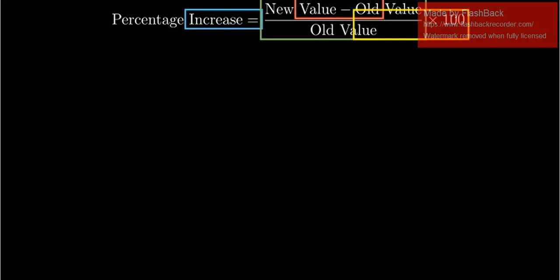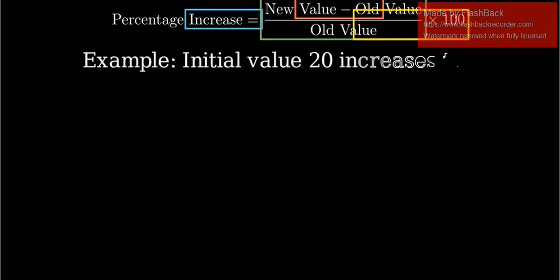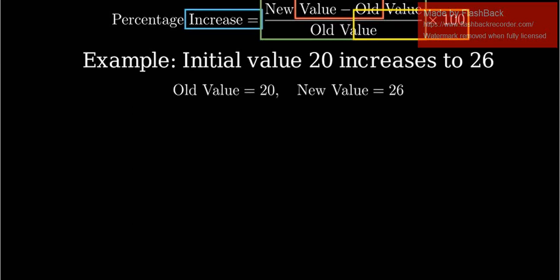Now, let's work through an example. Suppose we have an initial value of 20, which increases to 26. Let's calculate the percentage increase. First, let's identify our values. The old value is 20, and the new value is 26.